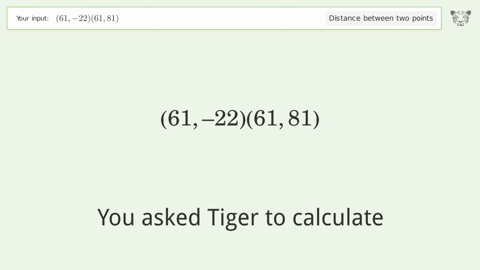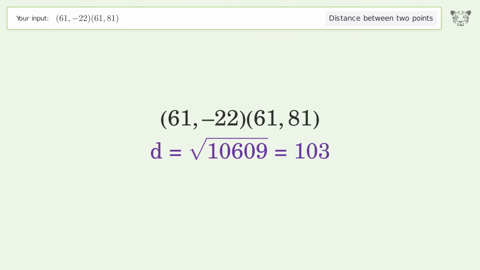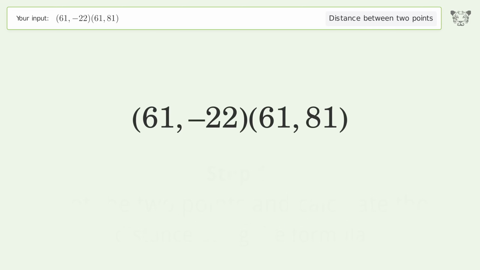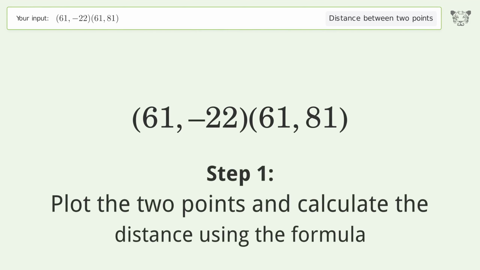You ask Tiger to calculate. This deals with the distance between 2 points. The distance between the 2 points is the square root of 10,609, or 103. Let's solve it step by step. Plot the 2 points and calculate the distance using the formula.